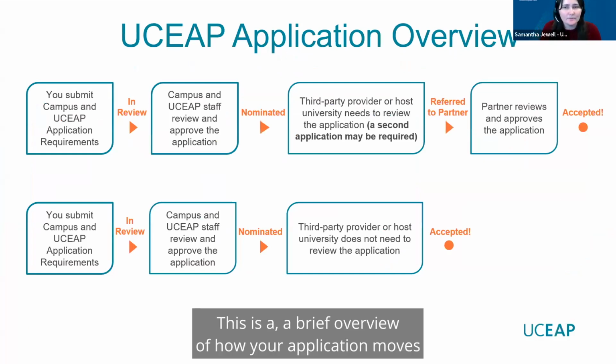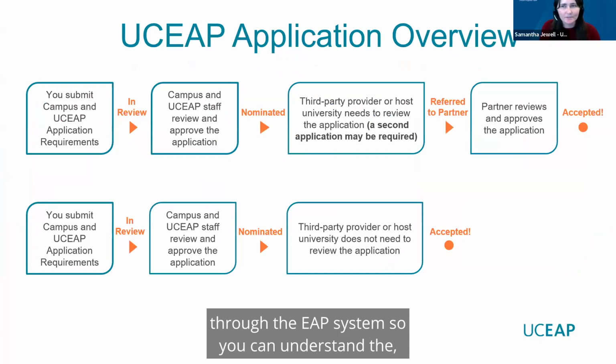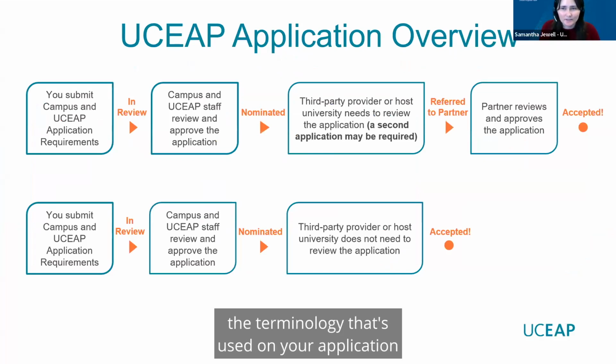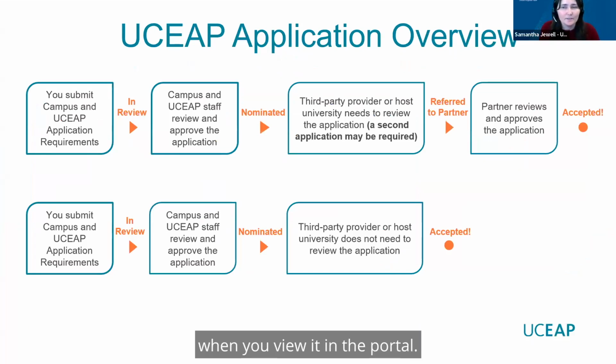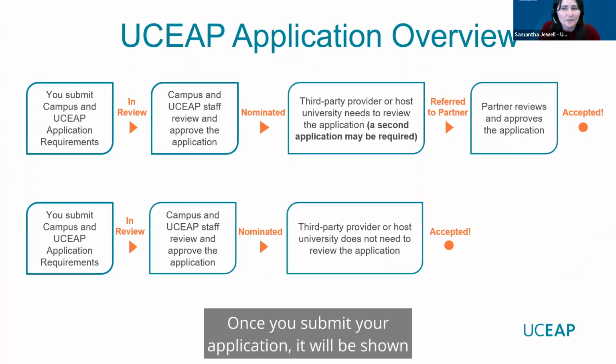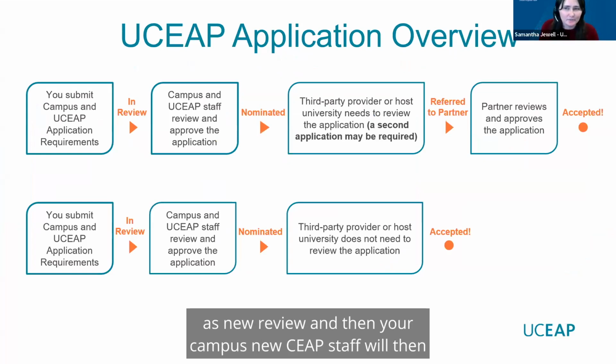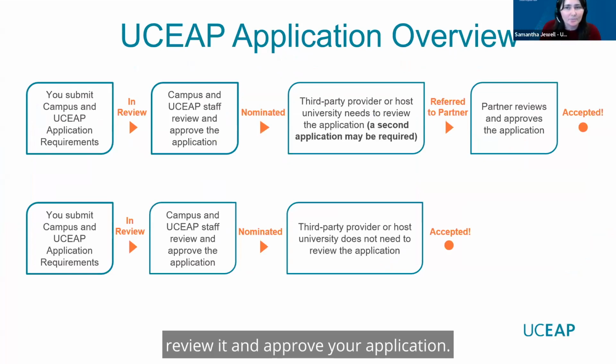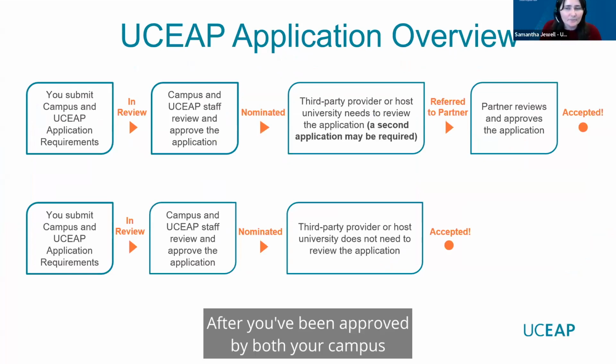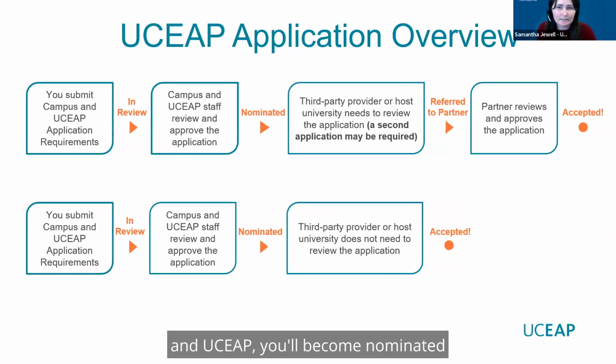This is a brief overview of how your application moves through the UCEAP system, so you can understand the terminology that's used on your application when you view it in the portal. Once you submit your application, it will be shown as in review, and then your campus and UCEAP staff will review it and approve your application. After you've been approved by both your campus and UCEAP, you'll become nominated.